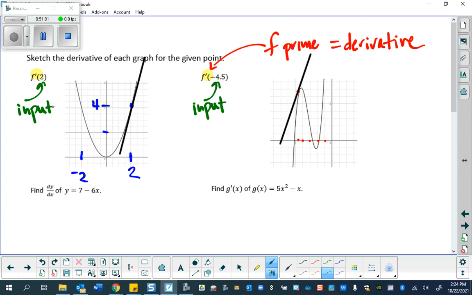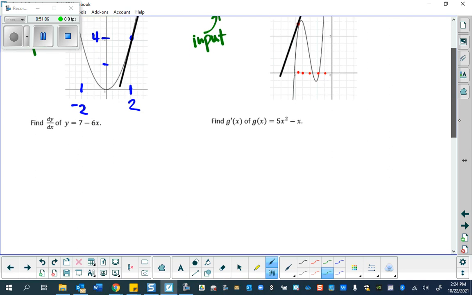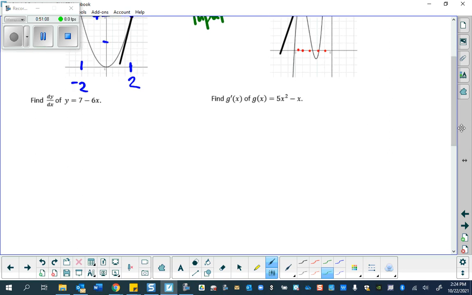Okay, here comes the calculus part. Ready? So this is the next problem. It's not related to the graph above. Find the change, the dy/dx, of y equals 7 minus 6x.